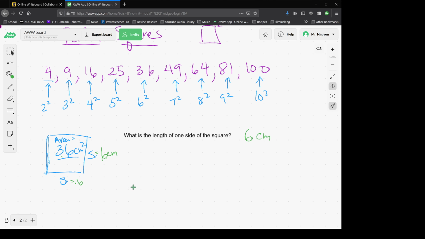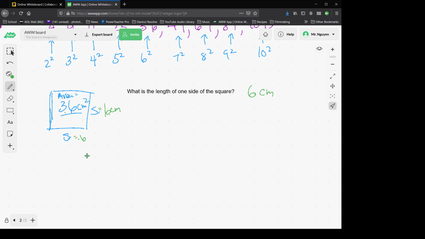So I might give you a problem like this. Let's just say the area of this square is, I don't know, 49 centimeters squared. What's the side? Well, it's 7, right? Because 7 times 7 gives me 49. Does that make sense? I hope it does.